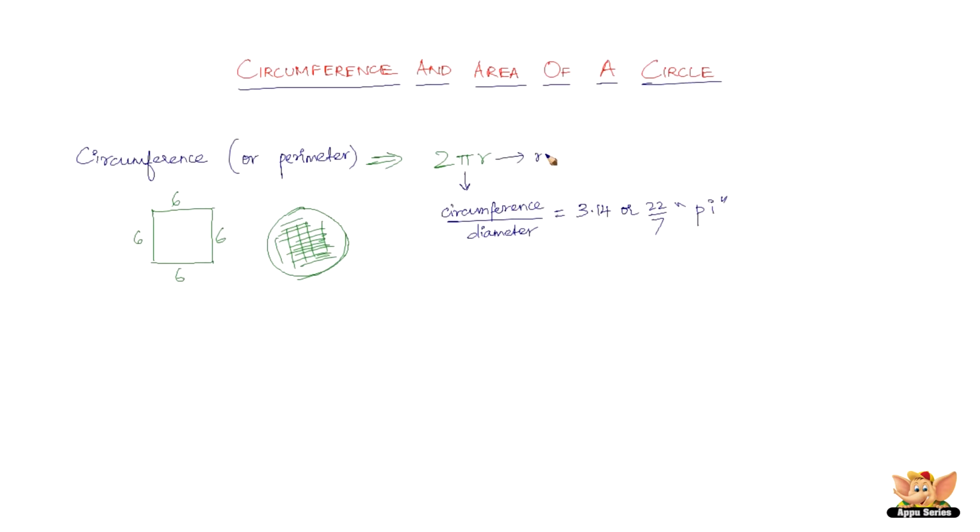And r is nothing but the radius of the circle. Radius of a circle is r. So all you have to do, if you want to find the circumference of a circle, is write down this formula 2 pi r, and 2 is a constant. Now let's quickly do an example. Say we've got a circle here, and the radius of that circle is 4 centimeters. So the circumference of this circle will be 2 into 22 by 7, because the value of pi is 22 by 7, into 4. Find the value of this, and that's going to be the circumference of the circle.